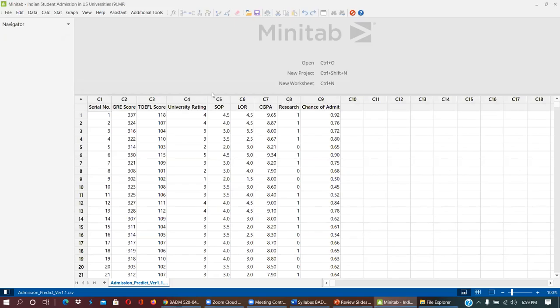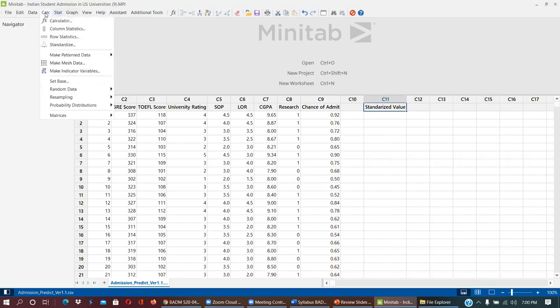Okay, I have some data right here. This is a GRE score. For a master's program in a US university, we need to have a GRE score. So I'm just using the GRE score. I would like to convert this entire data into a standardized format. How can I convert? First, I need to take the average of the entire data and the standard deviation, and then do the calculation based on the Z formula. Instead of that, I can do it here. I can put here standardized value. Look into that. I go here, calculate.